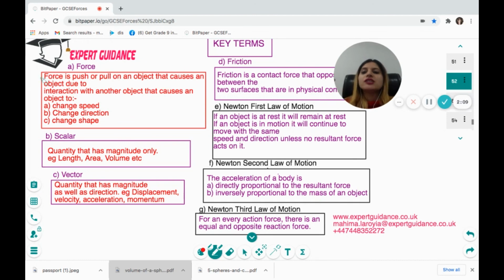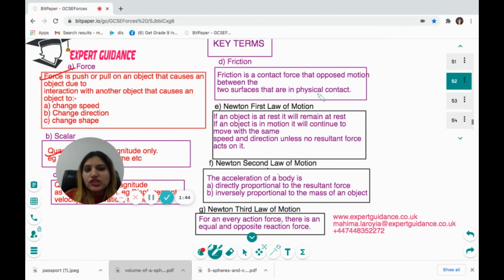Just to summarize, force is a push or pull on an object, due to an interaction with another object, and causes an object to change speed, direction, or shape. Scalar is a quantity that has magnitude only, like length, area, and volume. Vector is a quantity that has magnitude as well as direction. Example, displacement, velocity, acceleration, momentum. Friction is a contact force that opposes the motion between two surfaces that are in physical contact.